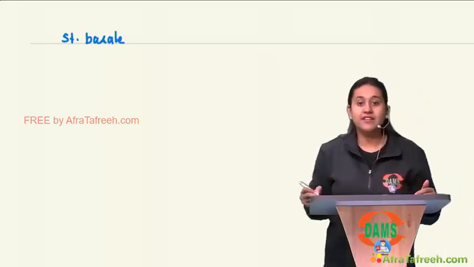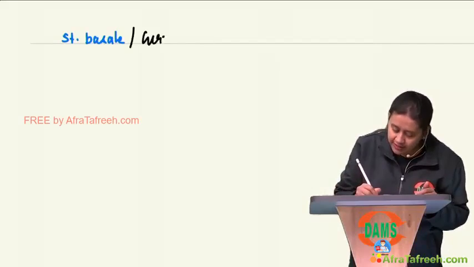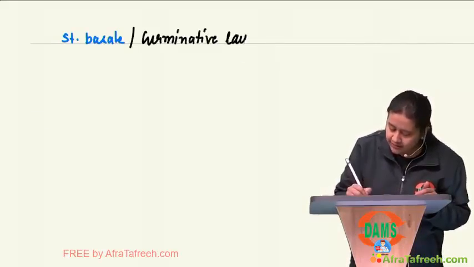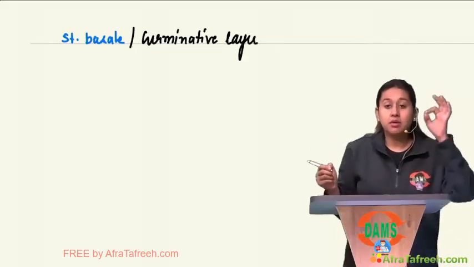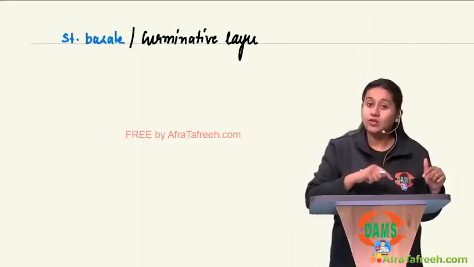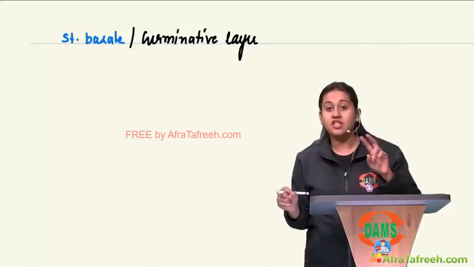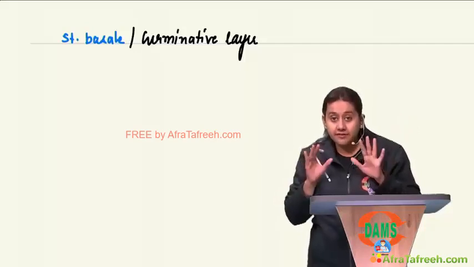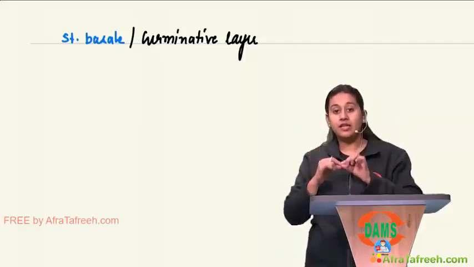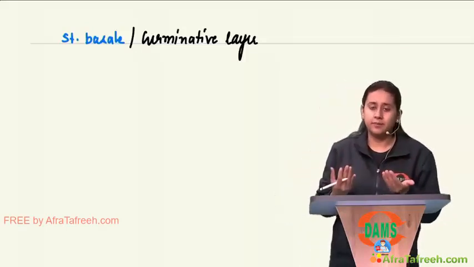The lowermost layer, which is stratum basale, why is it known as the germinative layer? The reason is because the cells of stratum basale, or the keratinocytes which are present in the stratum basale, have the capacity to divide. In fact, only the keratinocytes which are present in the lower layer have a capacity to divide.